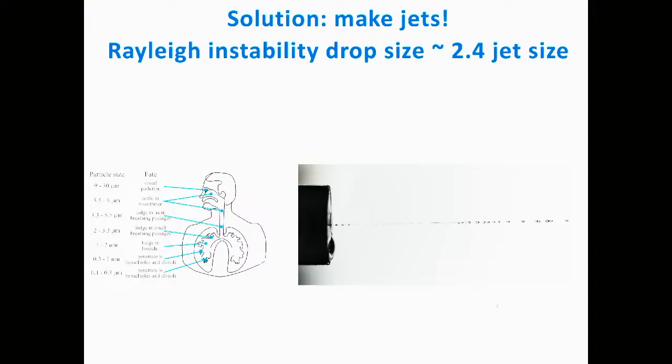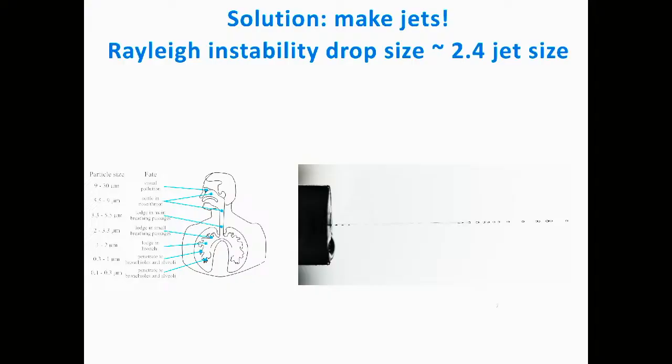But if you can control the hole size very precisely, you can control the jet size, and so you can control the drop size, and you can do magical things in drug delivery. Yeah, so if you know what your target area is, you actually exactly know what size droplets to make.